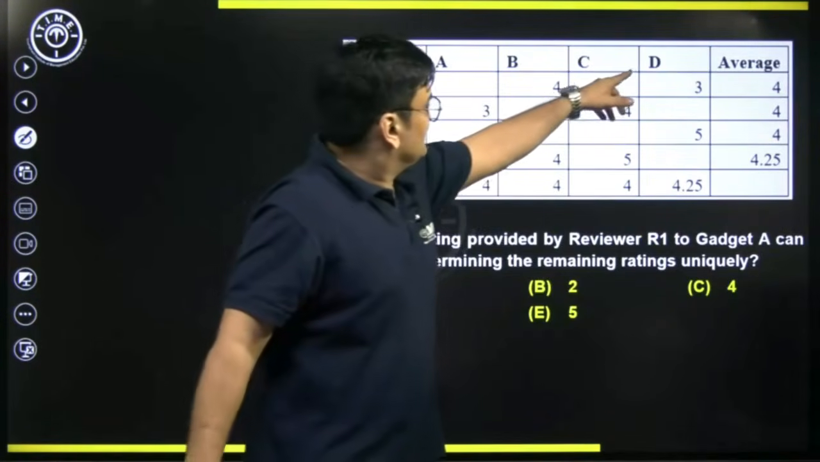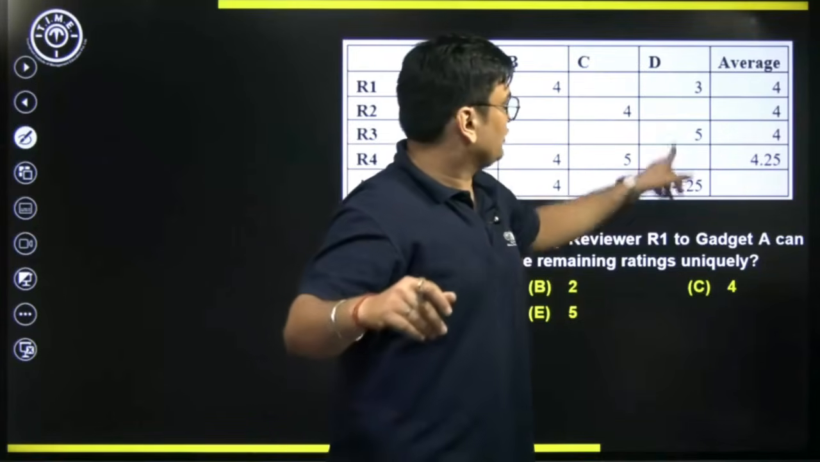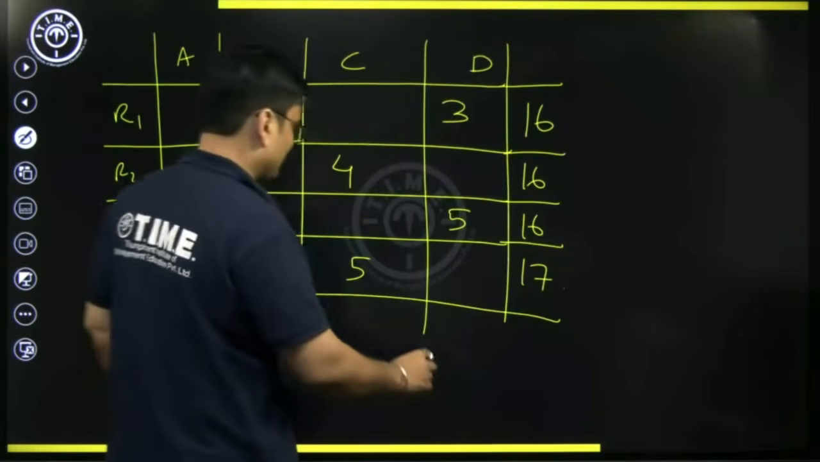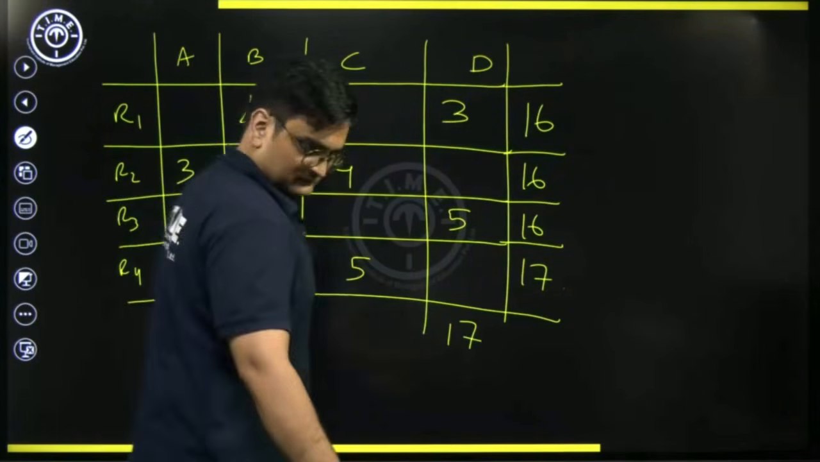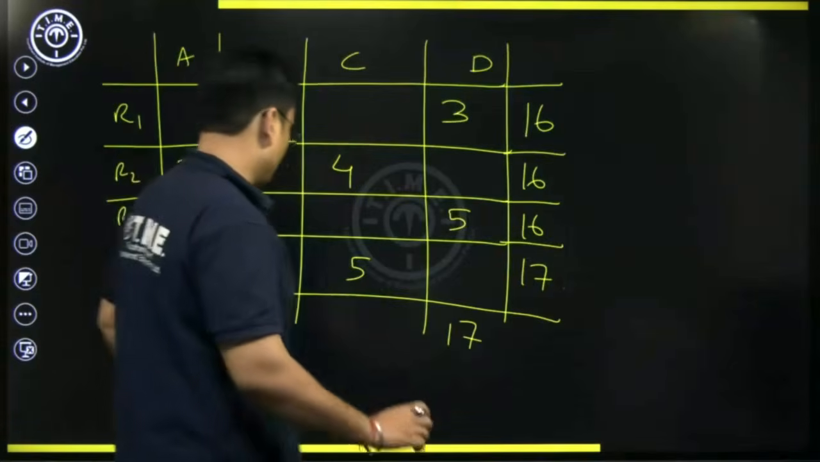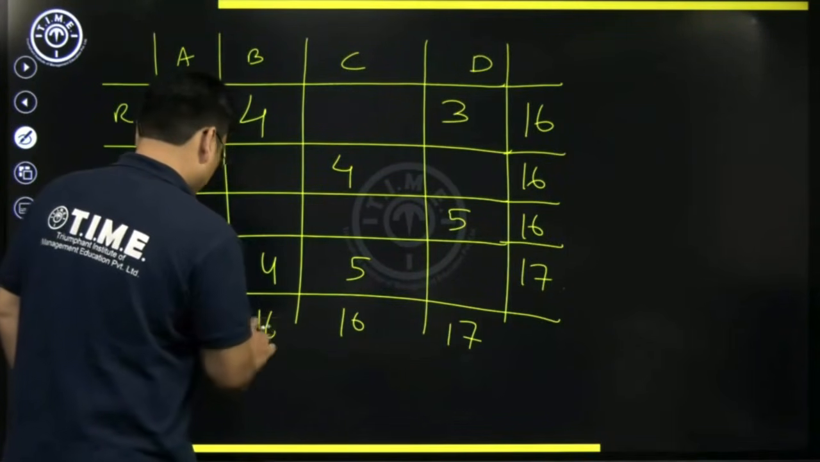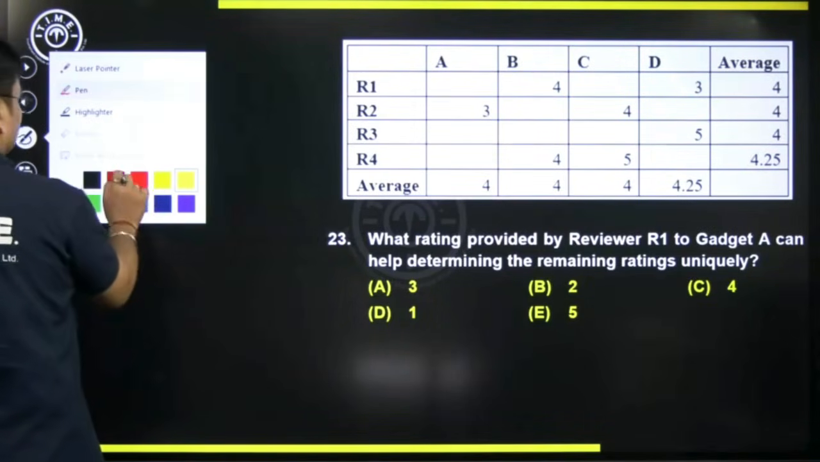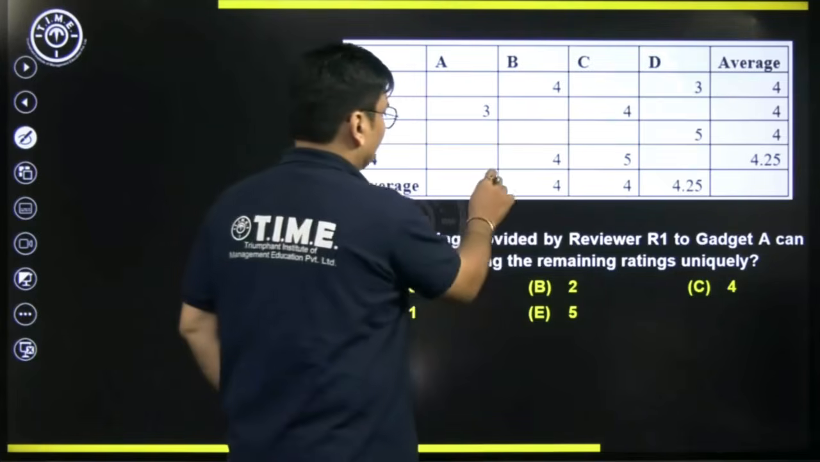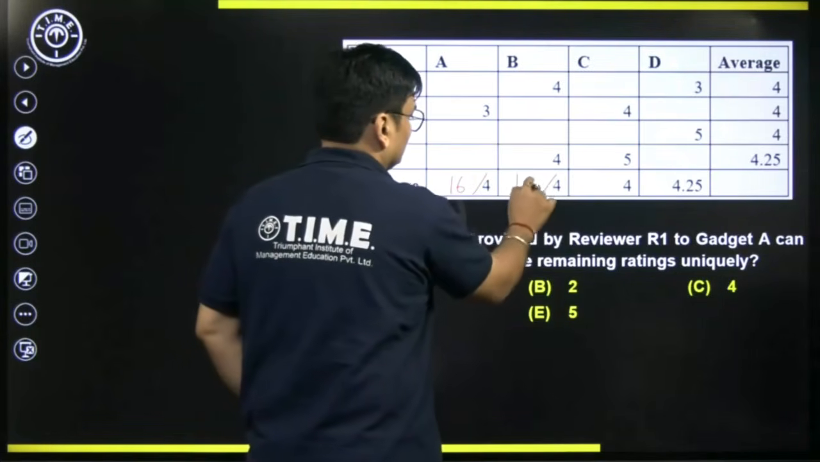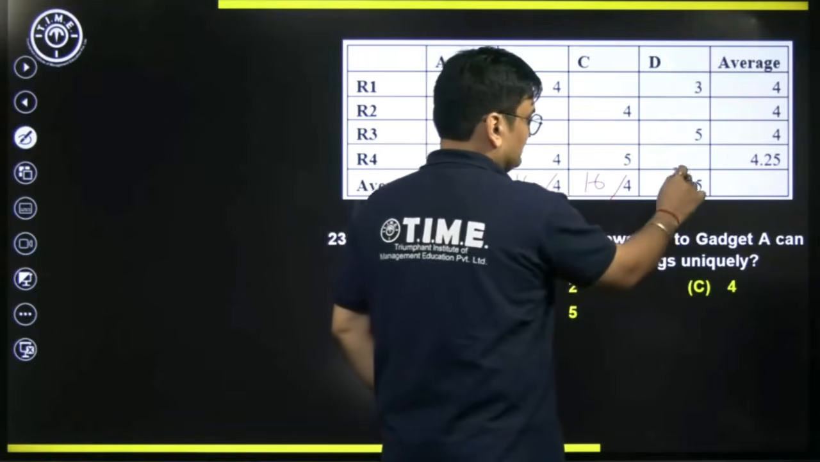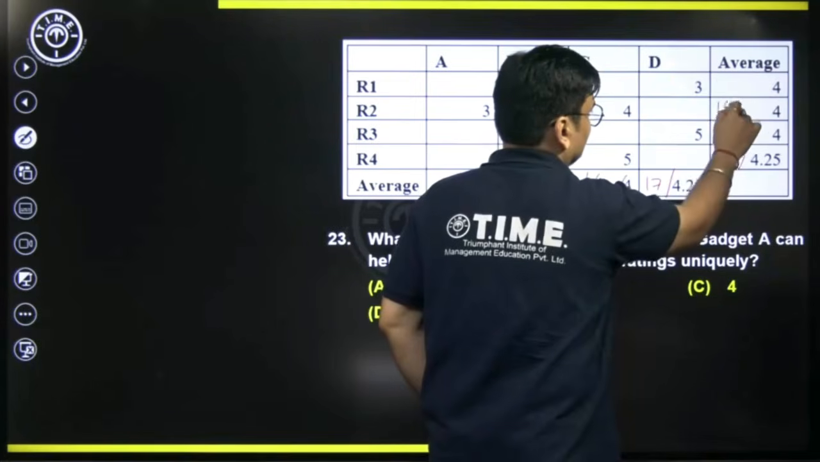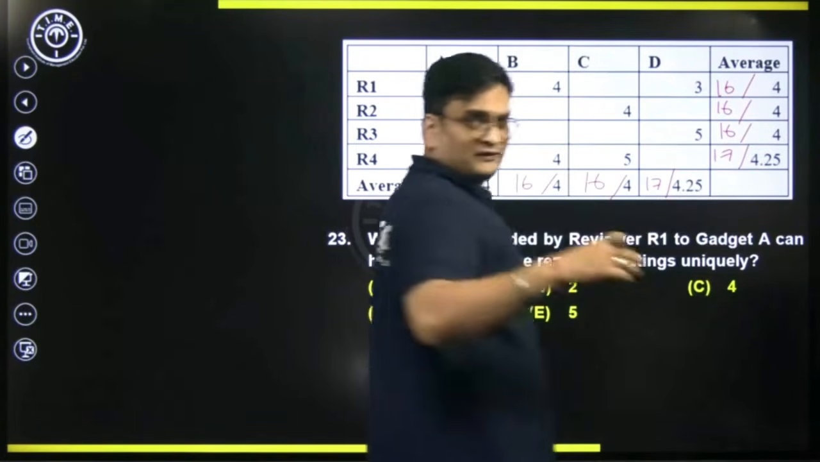Likewise, average rating given for product D by 4 reviewers is 4.25. So what will be sum of the ratings? It will be 4.25 into 4, which is 17. And rest all will be 16 only. Now, same thing can also be done here too. Now here as well. Now this average of 4 is same as 16. Sum is 16. So 4.25 is same as 17. 16, 16 and 16. Let's work with sum.